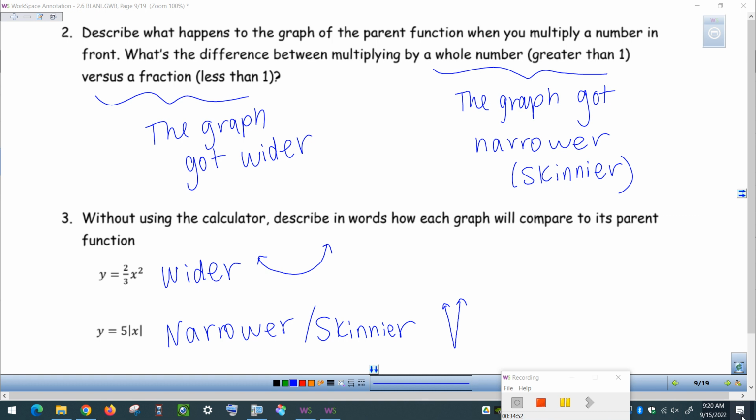All right, let's go ahead and turn over to the next side. So that was part 3. We're going to turn over to the next side. This is the final piece of exploring these transformations.